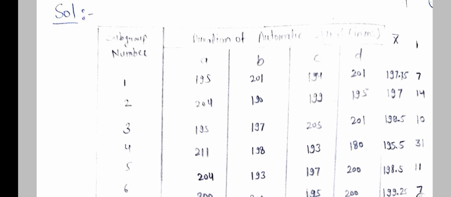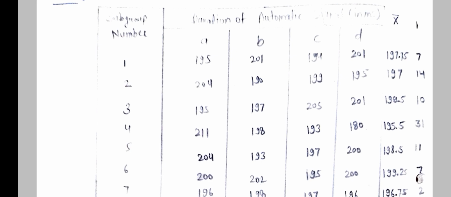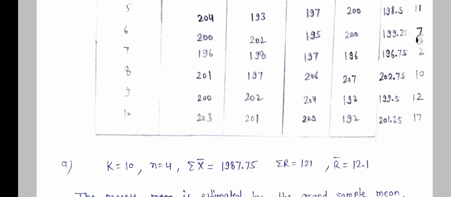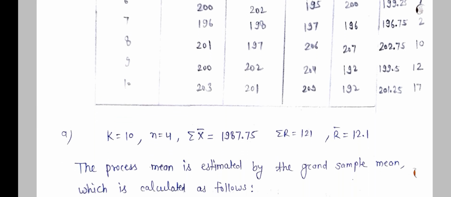The value of R is calculated as the maximum number minus the minimum number, where the maximum number here is 201 and the minimum number is 194. So 7 is the range of this first subgroup. Now similarly we will find all the values here.